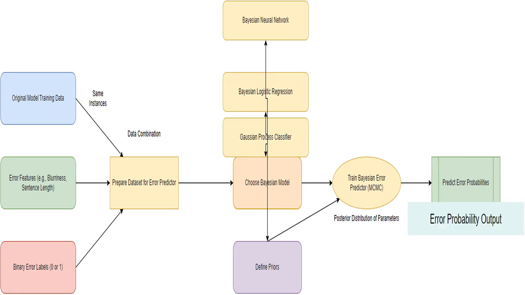The Bayesian error predictor outputs a probability for each instance, representing the likelihood of the original model making an error. This probability quantifies the confidence in predicting the original model's mistakes.